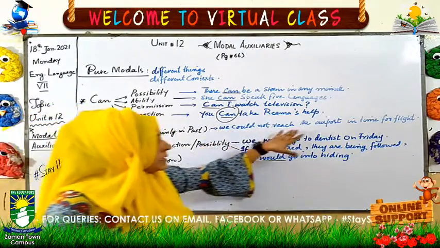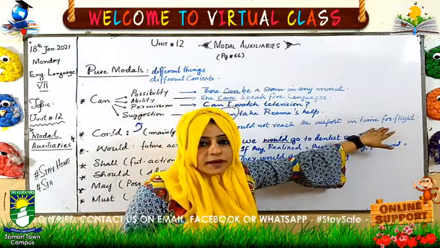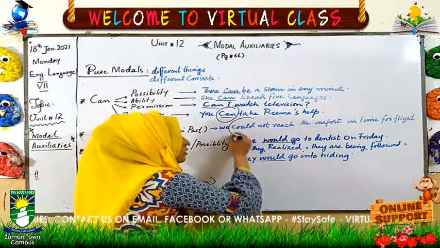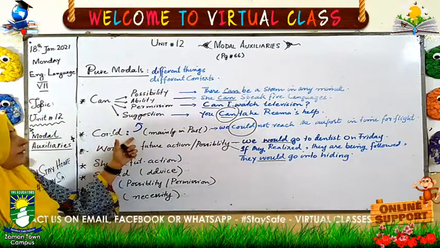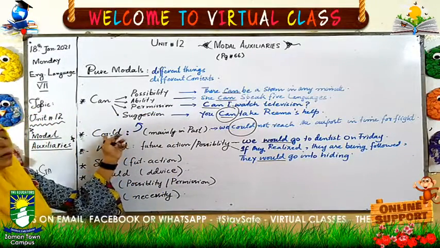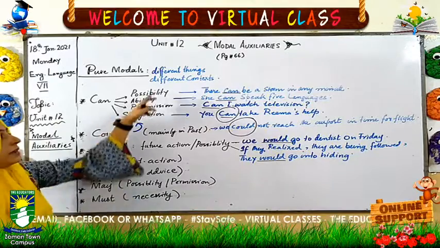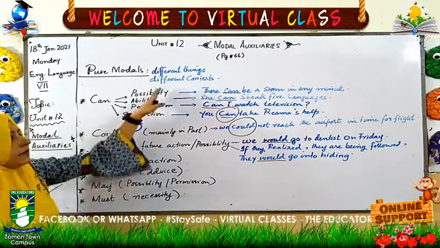We could not reach the airport in time for the flight. This modal auxiliary could is denoting the past time here. As I have mentioned, the word could can also be used for these four meanings, these four purposes.